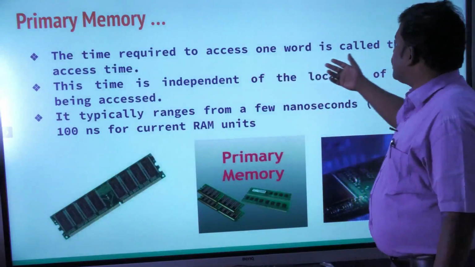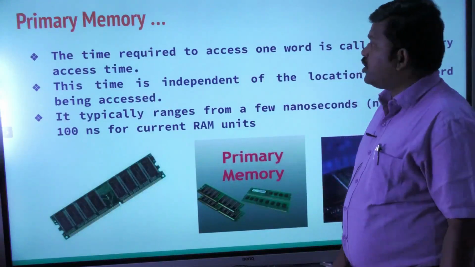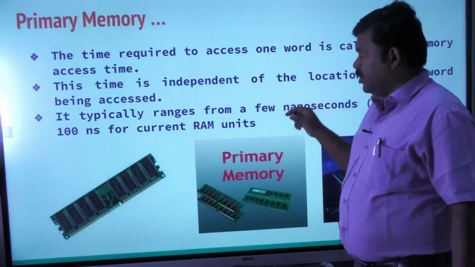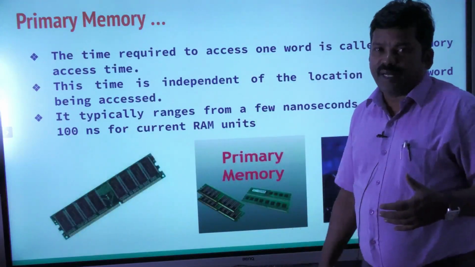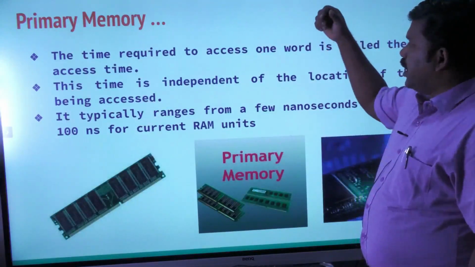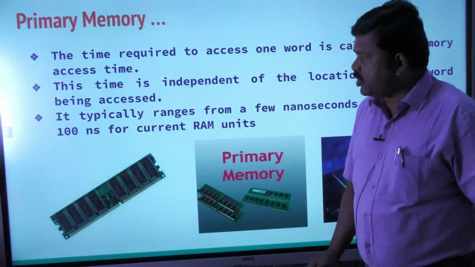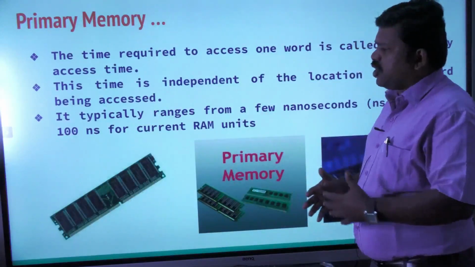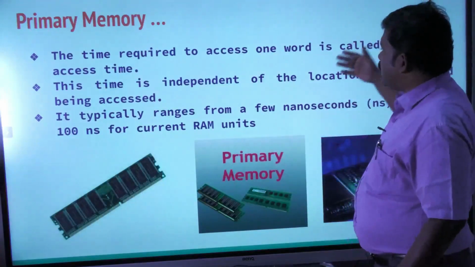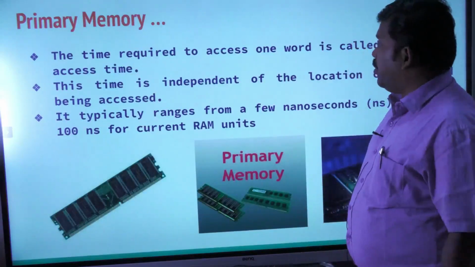The time required to access one word is called memory access time, or sometimes latency. The time is independent of the location of the word. Wherever it is available in the memory, the time is common for all. Either we access the data from the 0th location or from the last location, irrespective of where the data is in the primary memory, the memory access time is the same, because of the random access nature of the primary memory.